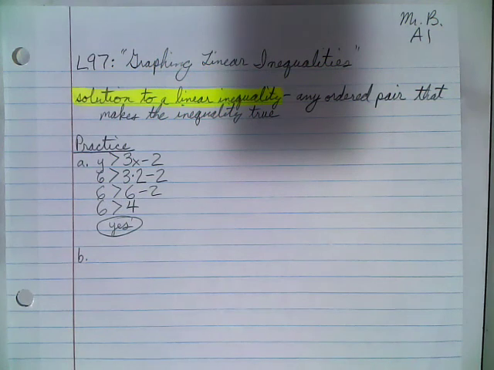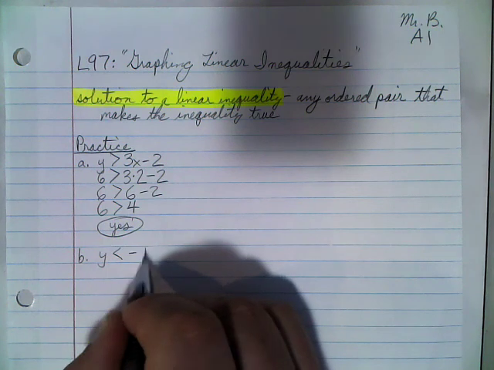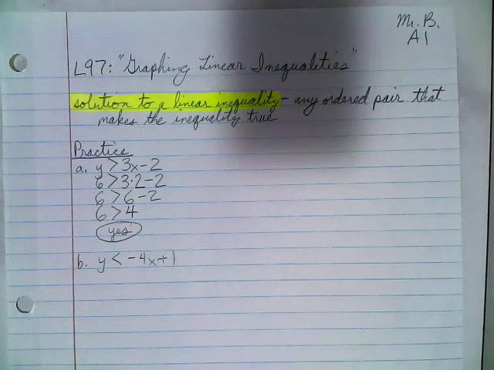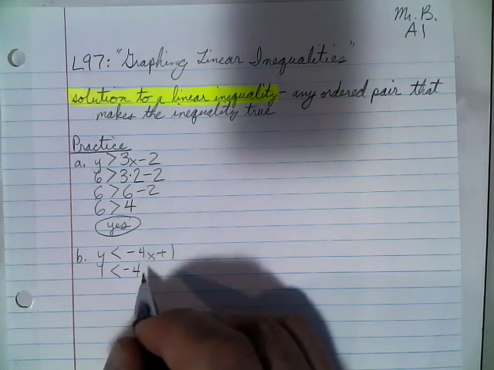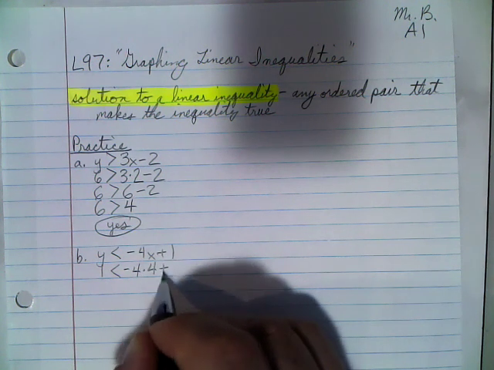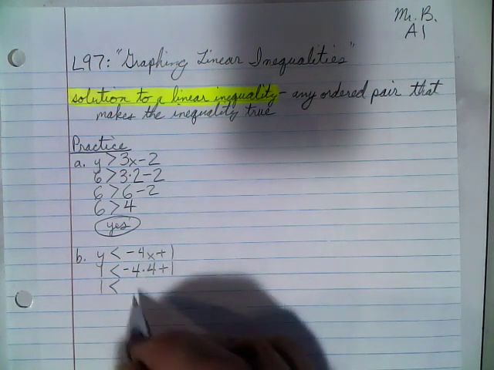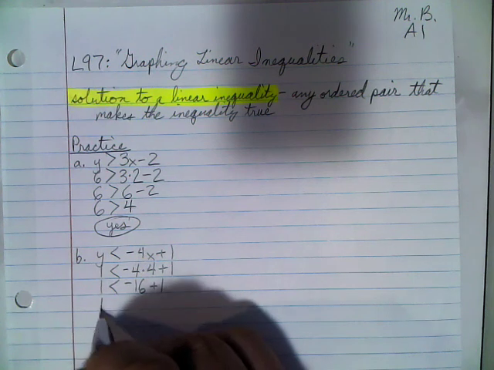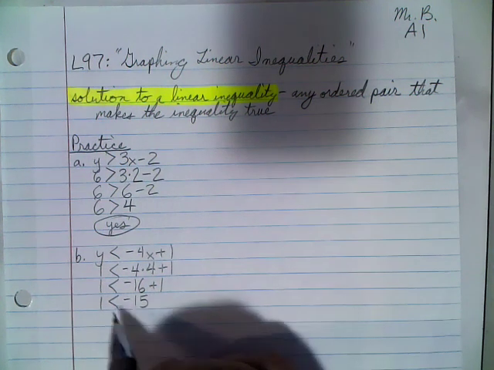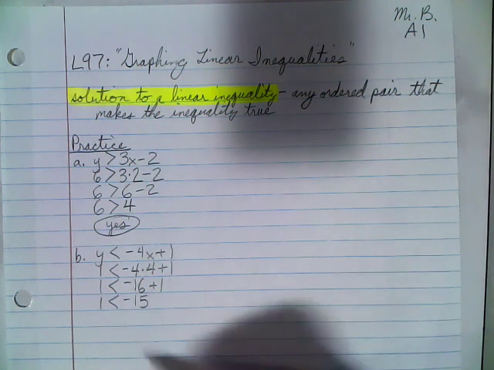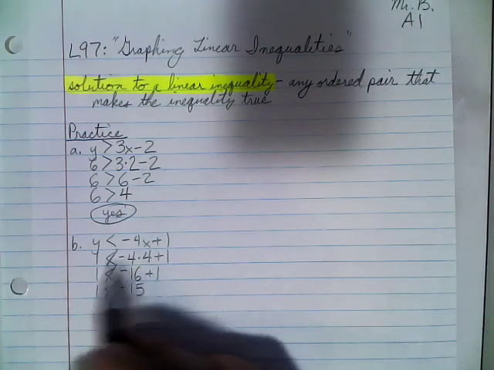Moving along to B. So B, likewise, I'm going to copy down my inequality. y is less than negative 4x plus 1. And then my y value is 1. And then I have negative 4 times my x value of 4, plus 1. So negative 4 times 4 would be negative 16. And then negative 16 plus 1 would be negative 15. So is 1 less than negative 15? Well, no, it's not.